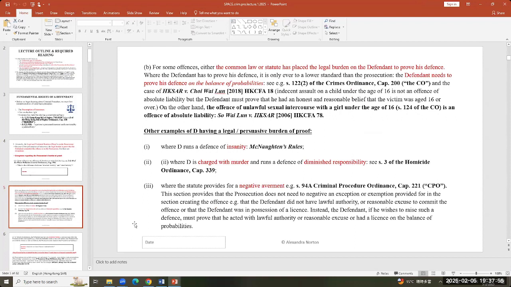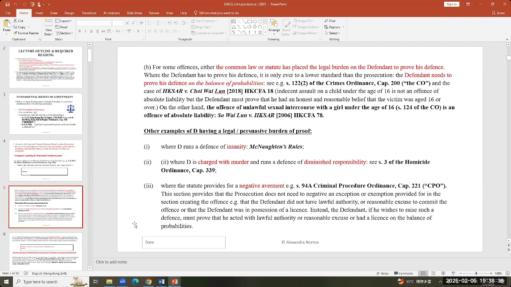So there's an example here. For example, when it comes to unlawful sexual intercourse with a girl under the age of 16, that's an offense of absolute liability. In other words, it doesn't matter if the defendant said, oh, but I thought she was over 16. I thought she was 21. Doesn't matter. That's an offense of absolute liability. But on the other hand, the offense of indecent assault on a child under the age of 16, that's an offense of strict liability, because the defendant can raise the defense of honest and reasonable belief.